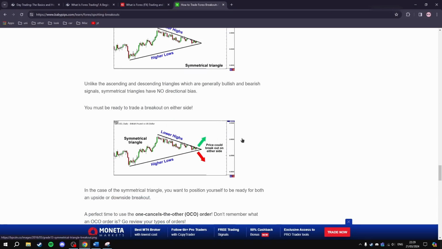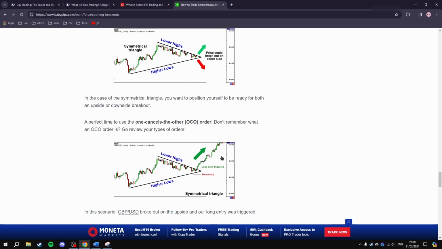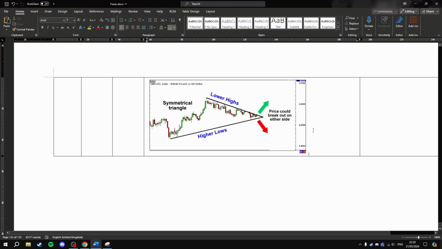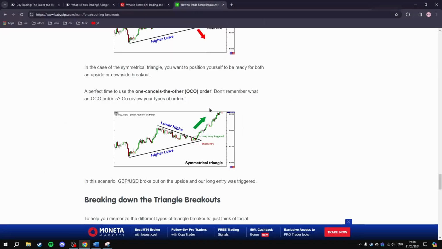Price could break out on either side, so it could go either up here or down here. In the case of the symmetrical triangle, you want to position yourself to be ready for both an upside or downside breakout. A perfect time to use a one cancels the other order. Don't remember what one cancels the other order is? Go review your types of orders.